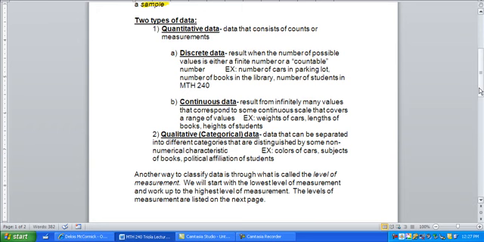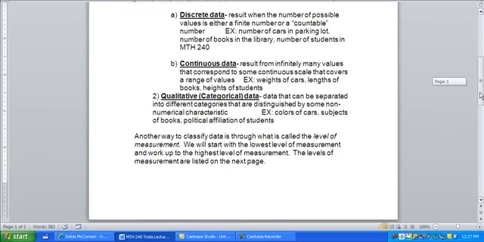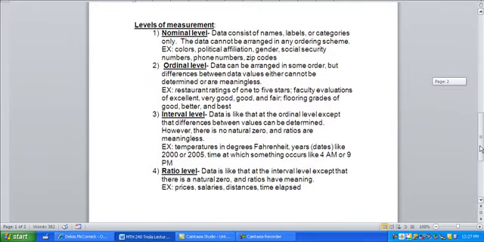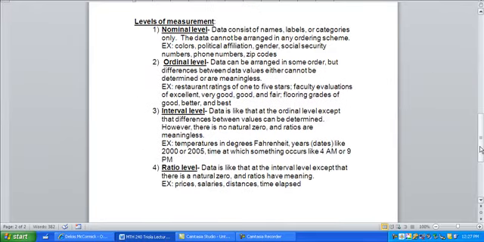Now, another way to classify data is through what is called the level of measurement. And what we do is we start with the lowest level and work upward. A nominal level is data that consists of names, labels, or categories only. The data cannot be arranged in any ordering scheme.